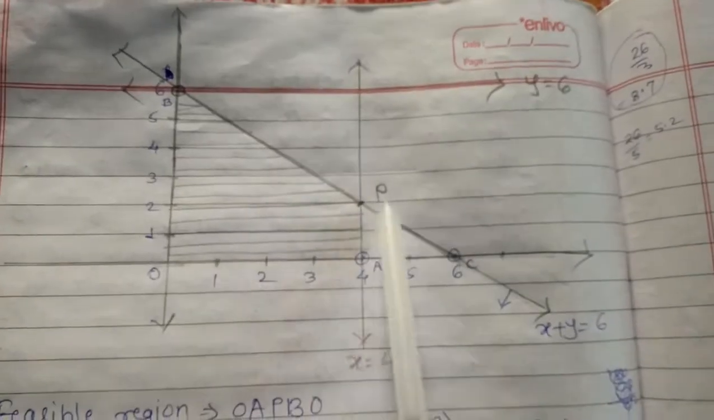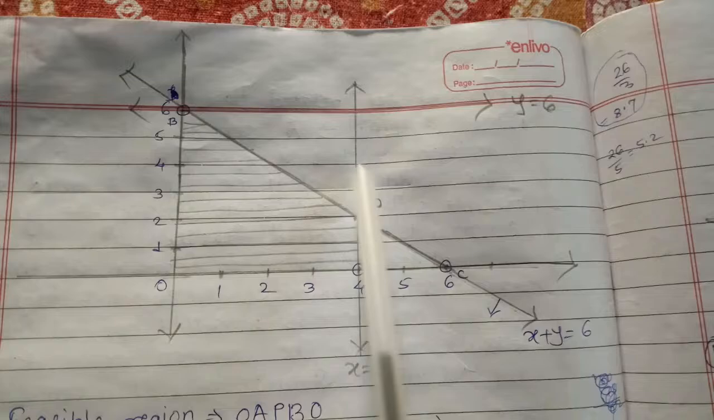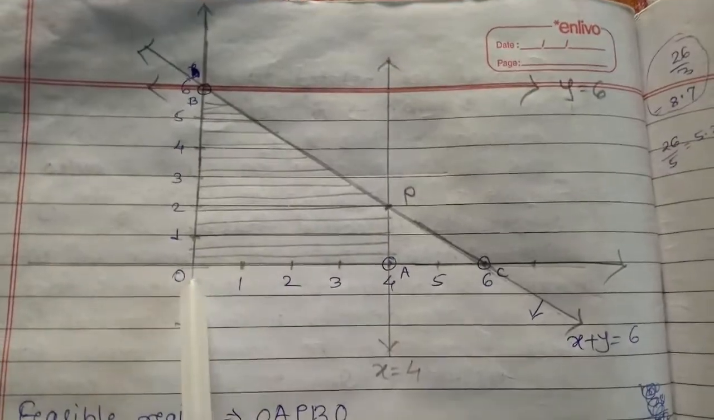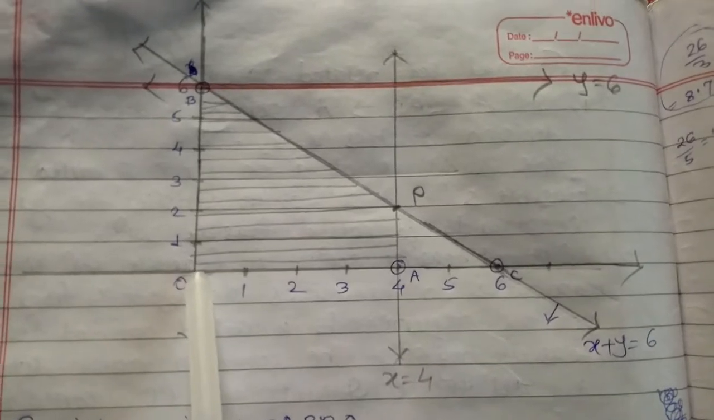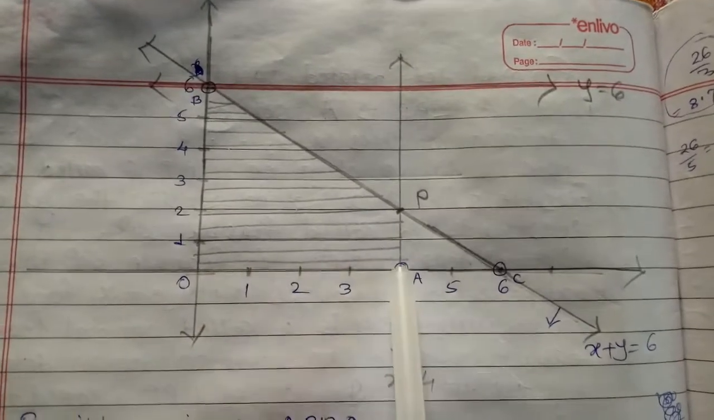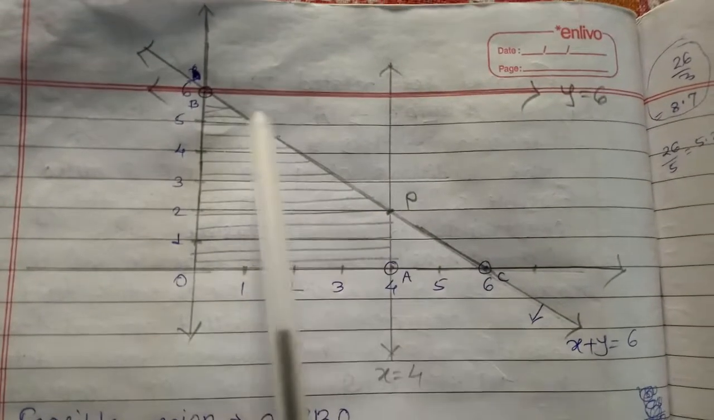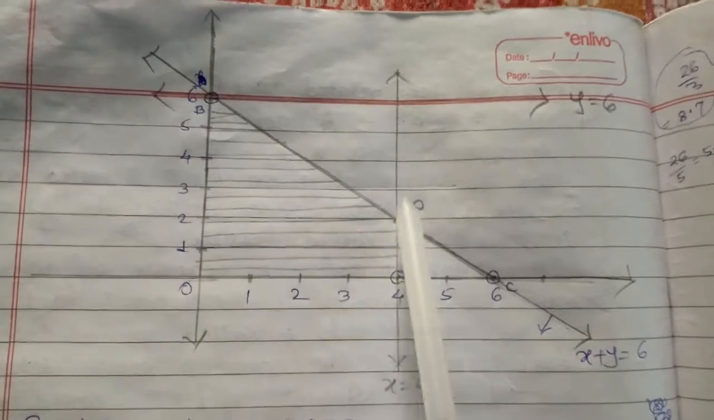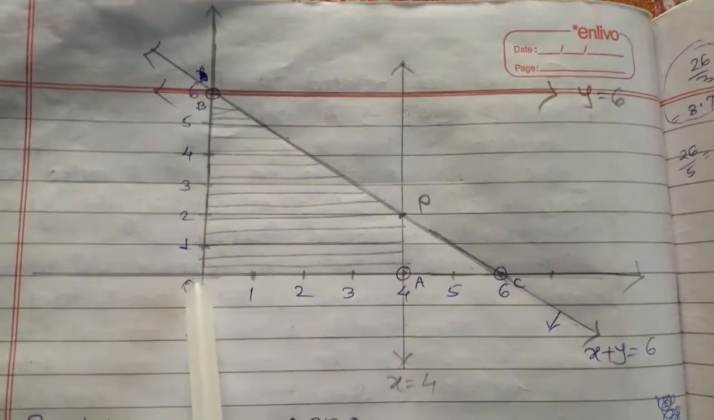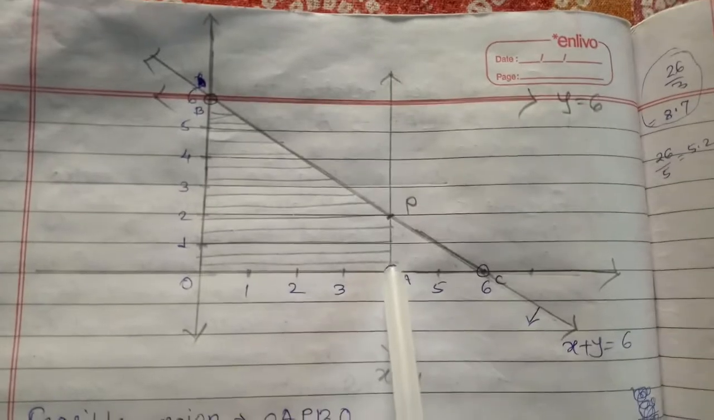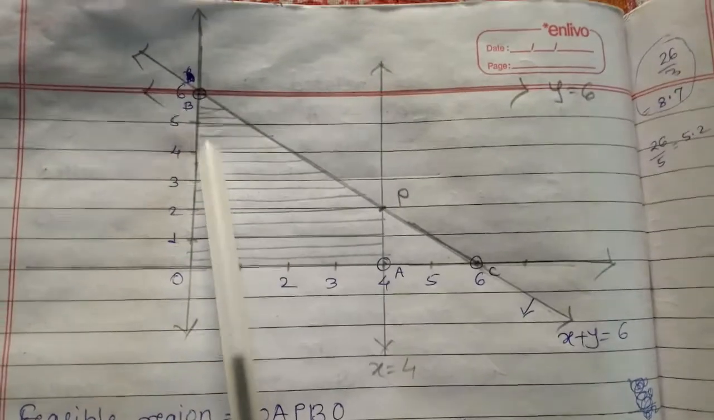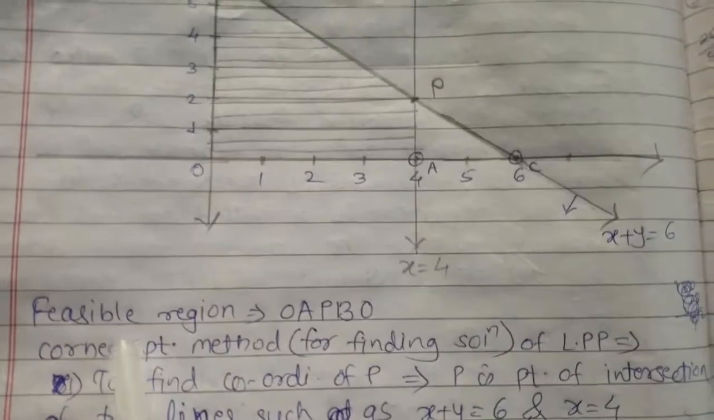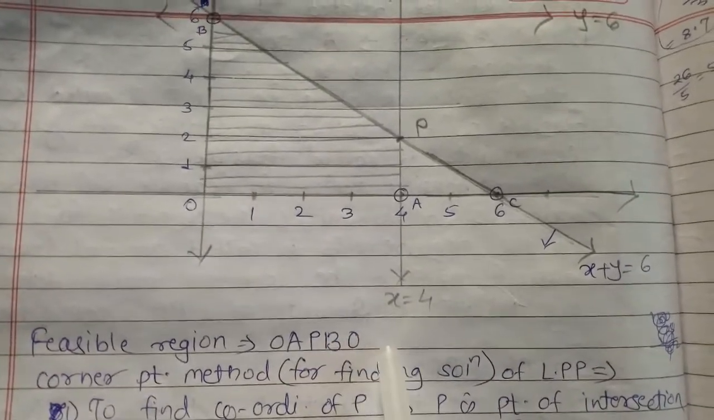And now after that, this total portion, the portion which we draw with the lines, is called a feasible region. And the feasible region is denoted by these points, that is O, A, P and B, and again up to O. So this closed region is nothing but the feasible region. I repeat, that is O, A, P, B and again O. So I write here, the feasible region is O, A, P, B, O.